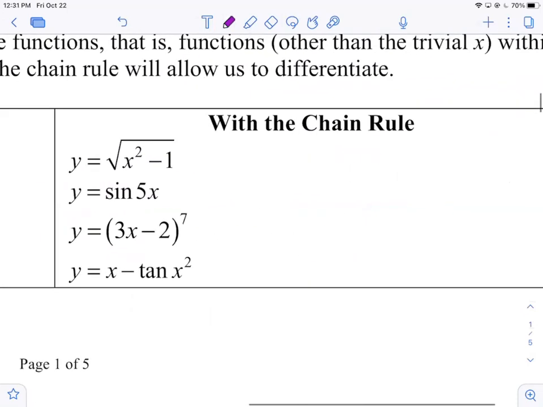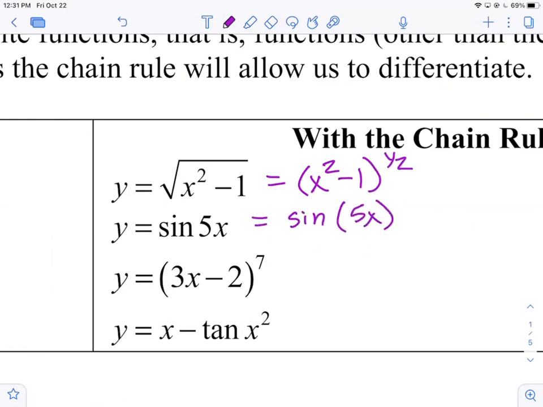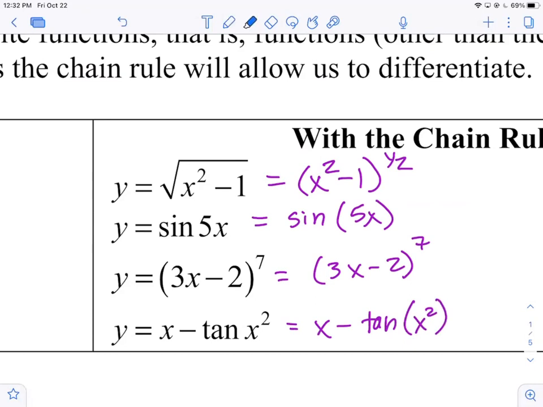But look at the ones that require the chain rule. If I wanted to take the derivative of the square root of x squared minus 1, or the derivative of sine of 5x, or 3x minus 2 to the 7th power, or tangent not of x but of x squared. What's different about every single one of these compared to the ones that we just did? Something modified? Something inside of something. There you go. I rewrote it. There's something, there's something, there's something, there's something.